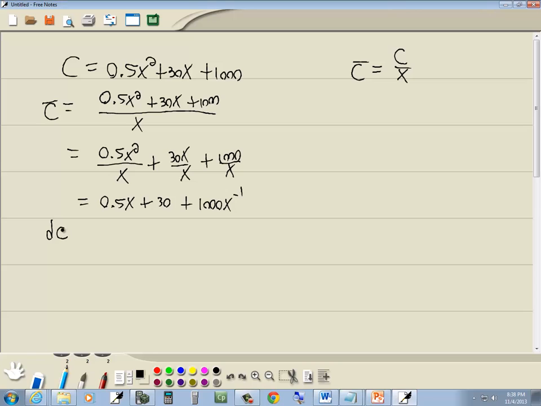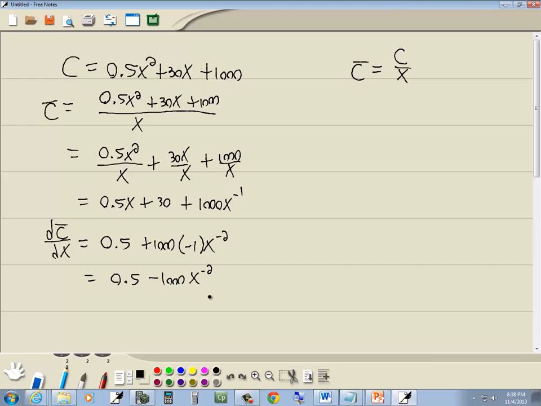Well, now we're ready to take our derivative. So take the derivative of our average cost with respect to x. The derivative of 0.5x is 0.5. 30 drops away. The 1000 stays out in front. Take your power, put it out in front, lower it by 1. So that gives us 0.5 minus 1000x to the negative 2.